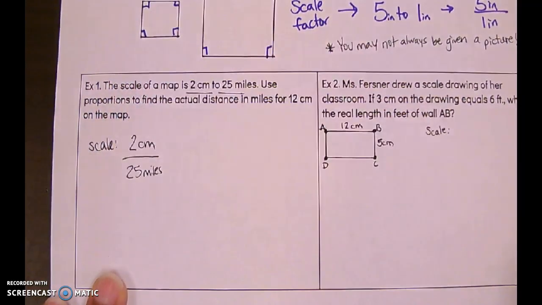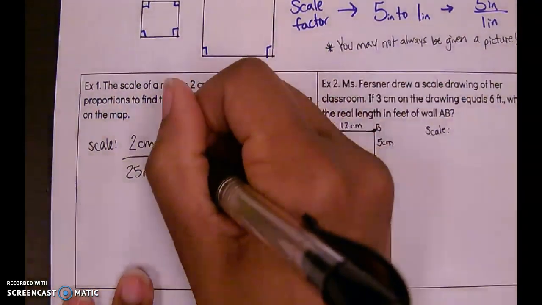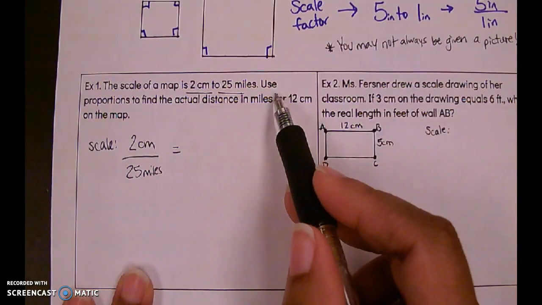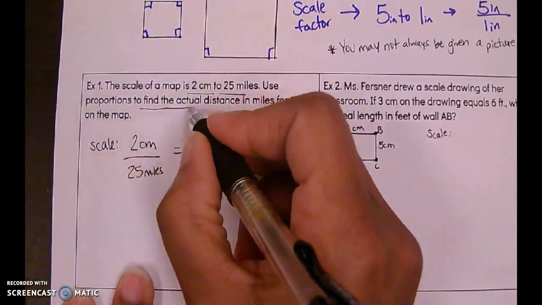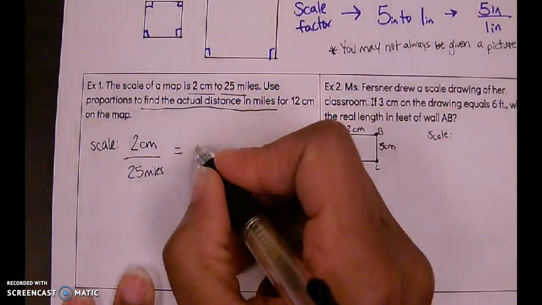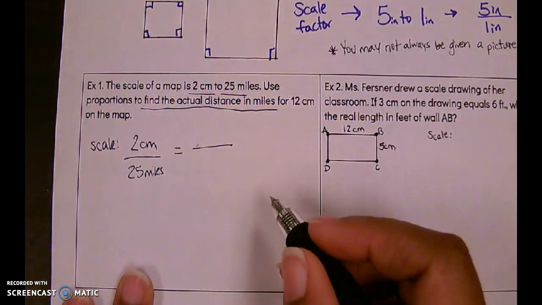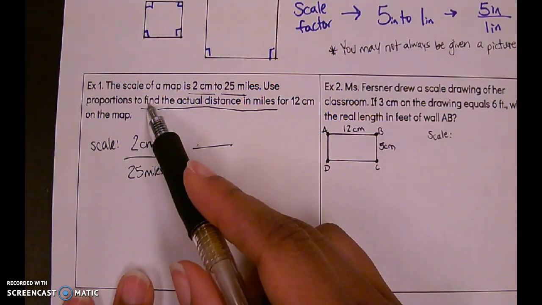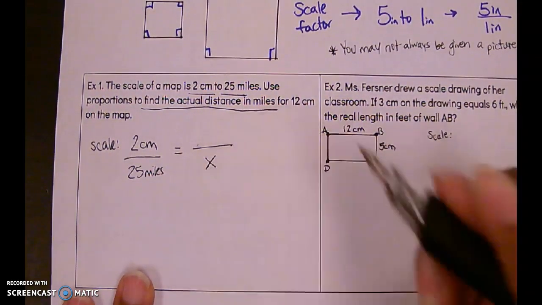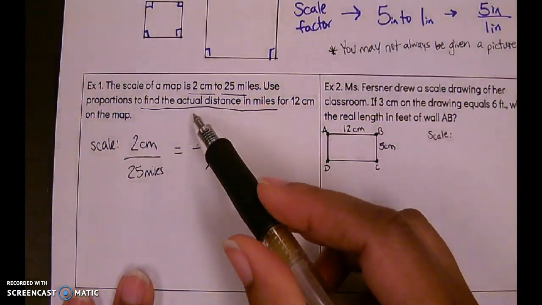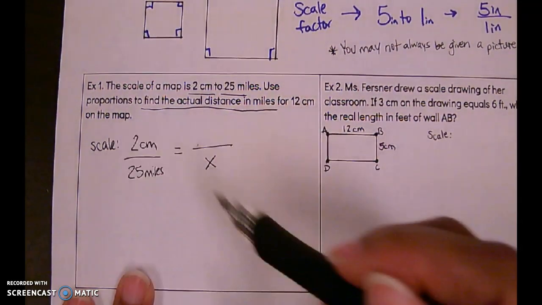Now I'm going to set that up equal to what the problem asked me to find, the actual distance in miles. So I need to find the distance in miles. That means when I write my second fraction, miles, if it's asking me to find it, that means I don't have it. So I can represent what I don't have with the variable x for 12 centimeters on the map.